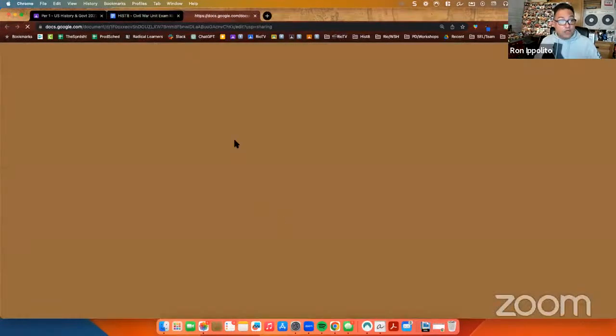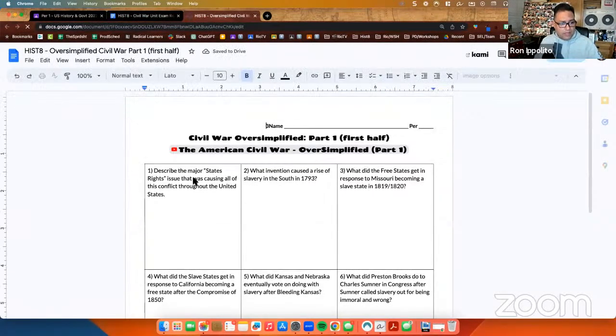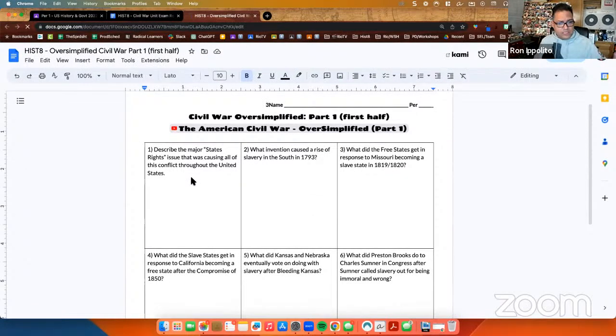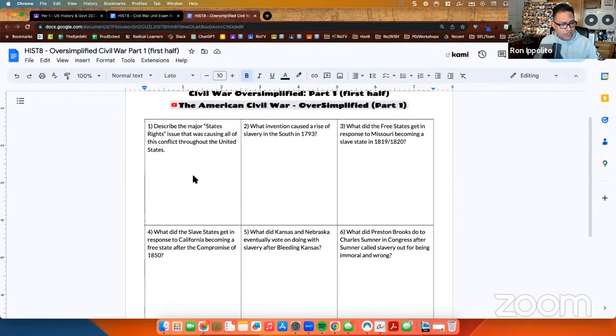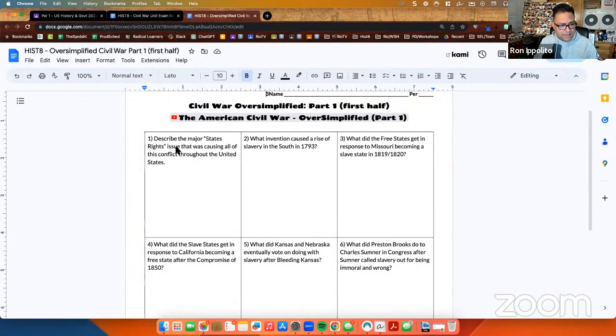So this Oversimplified right here was just kind of the lead up to the Civil War, right? And honestly, if you were to focus on these notes, I would focus most on number 1, the states' rights issue that was causing all of this conflict throughout the United States. What is the number 1 cause of the Civil War?